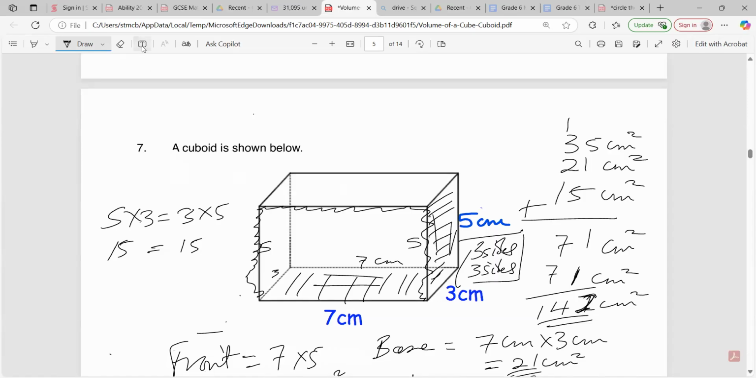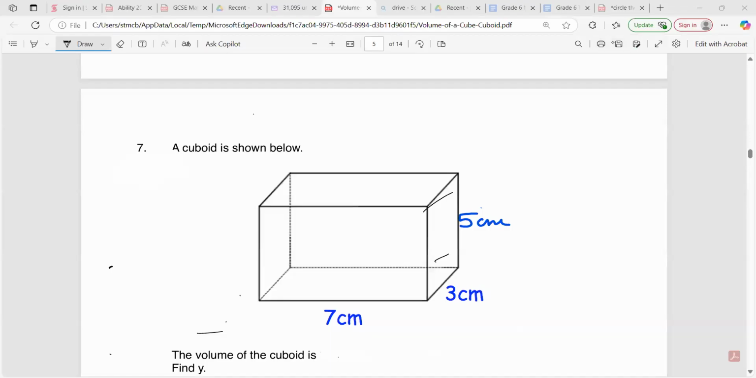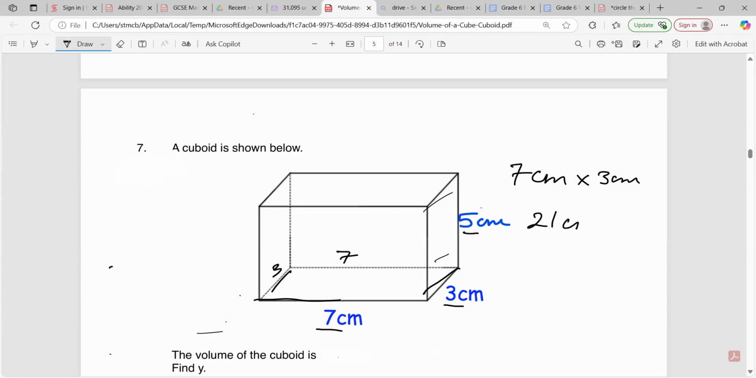7 by 5 by 3. Find the volume, guys. All right, so we say the cuboid is shown. Find the volume, right? So we have 3 here, 7 here, and 5 here. The area of the base would be 7 centimeters by 3 centimeters, which is 21 centimeters squared. But we have to times it by the height, which is 5.